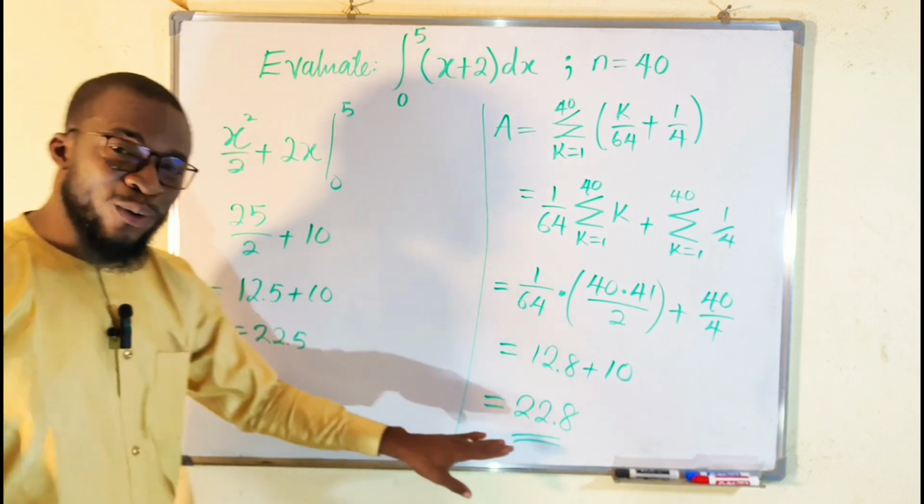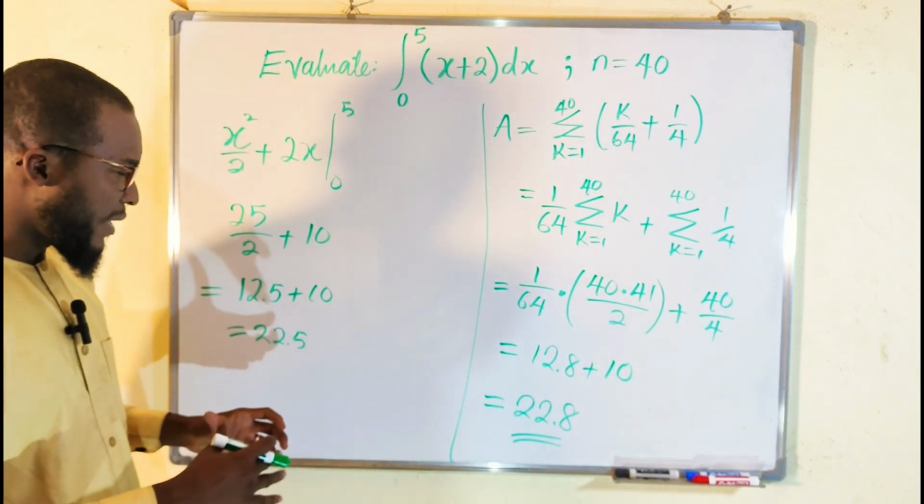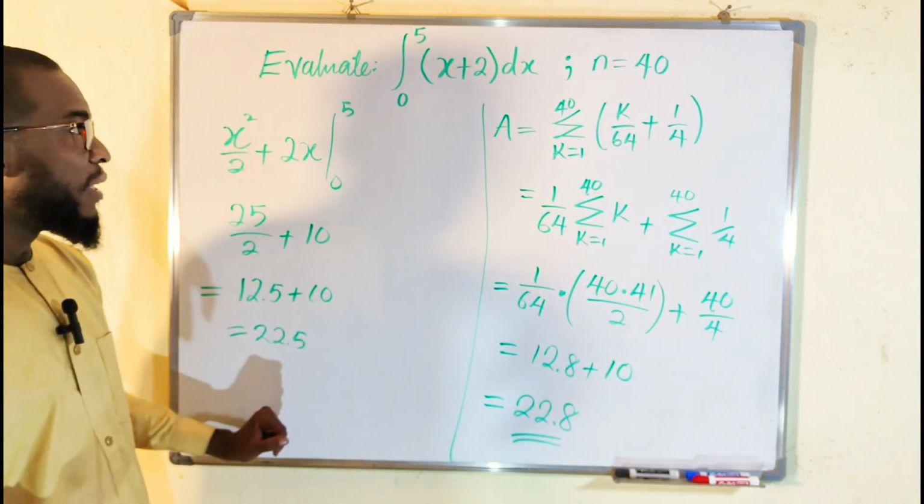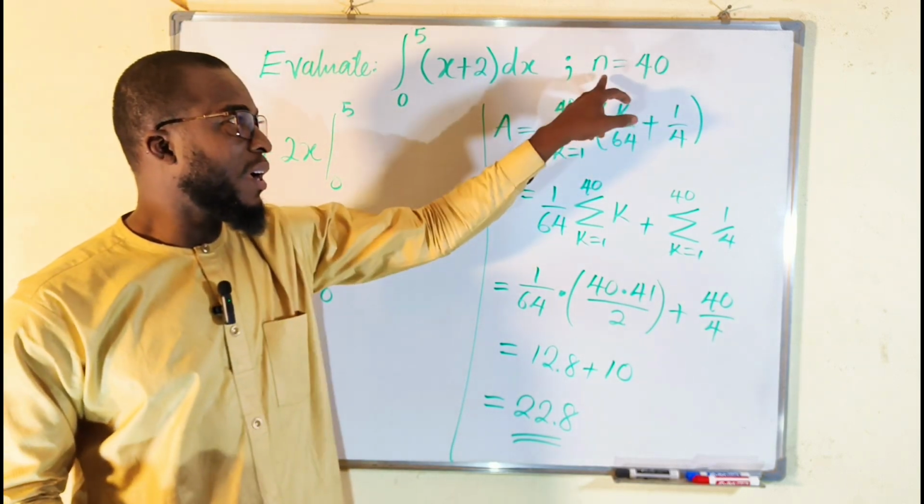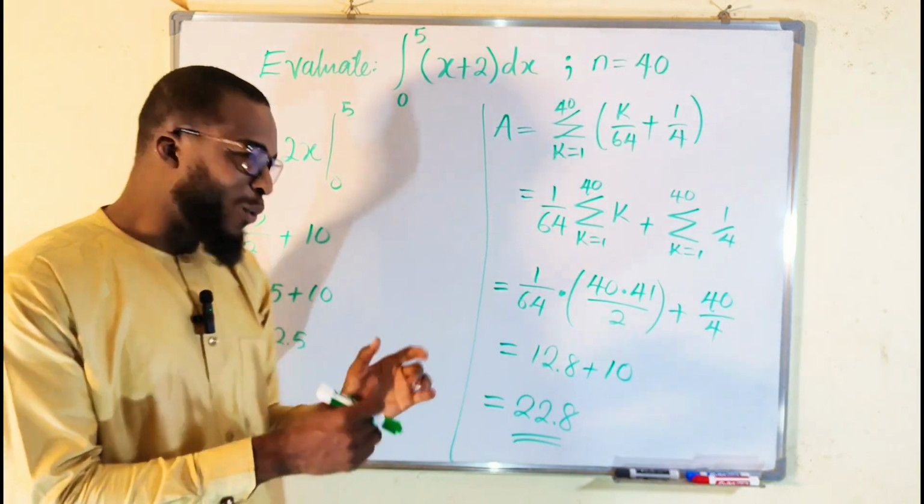Can you see how close the areas are? Very close. The only difference is 0.3. So subsequently, we are going to take n as it approaches infinity to see whether we are going to get this one directly.